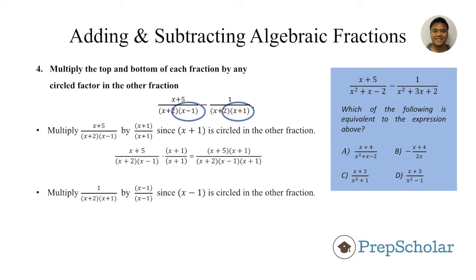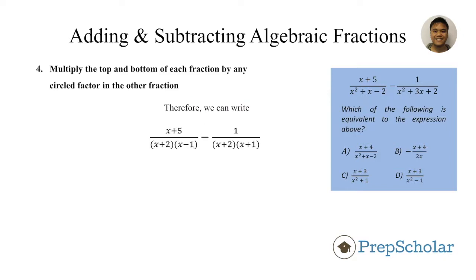And then second, we should multiply the second fraction by x minus 1 over x minus 1, since x minus 1 is circled in the first fraction. And when we multiply that out, we get x minus 1 over a bunch of stuff. But notably, it's the same bunch of stuff that's in the denominator of the first fraction now, which means they now have a common denominator.